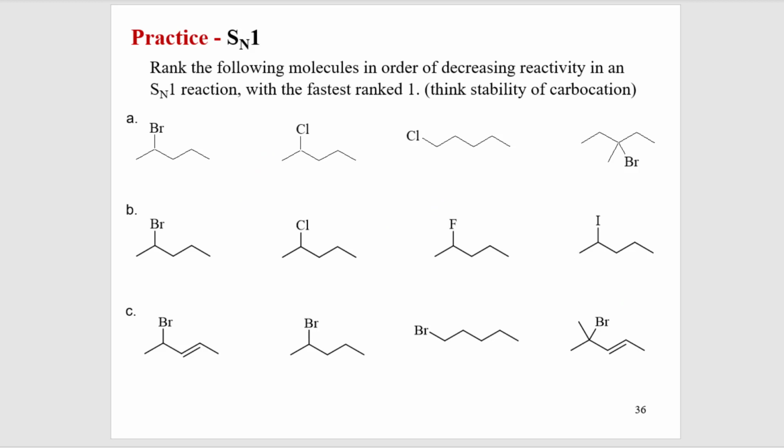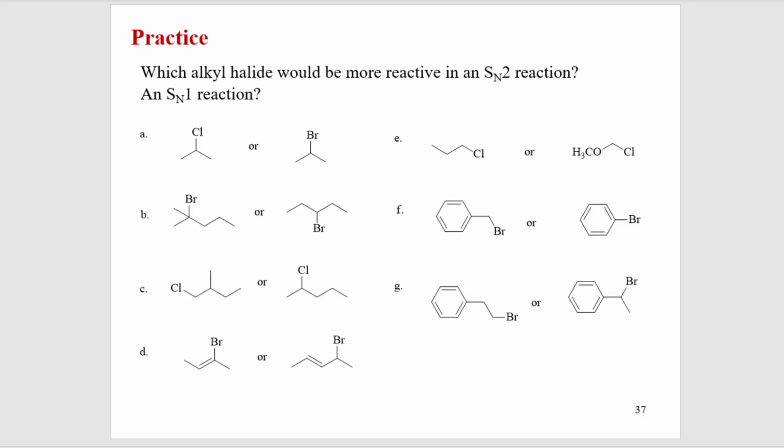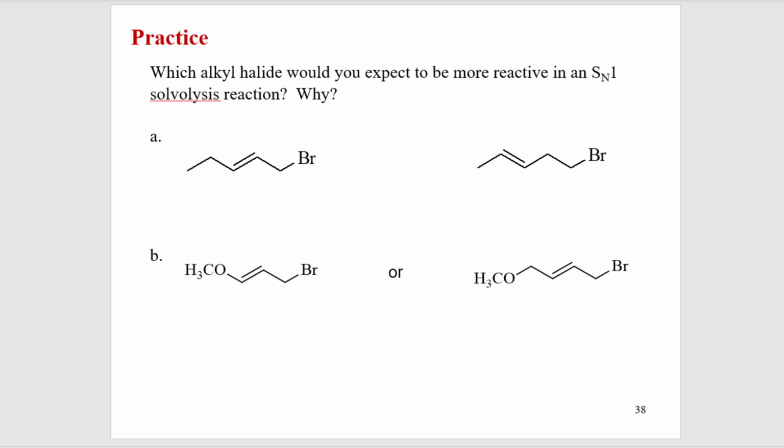I have a lot of practice here. In this one, you can rank the molecules in order of decreasing reactivity for an SN1 reaction, ranking the fastest with 1. I have more practice here: which alkyl halide would be more reactive in an SN2 reaction? And then you can go back and reconsider them. Well, which one would be more reactive in an SN1 reaction? Which alkyl halide would you expect to be more reactive in an SN1 solvolysis reaction? So you only have to consider the solvolysis portion and explain your reasons.